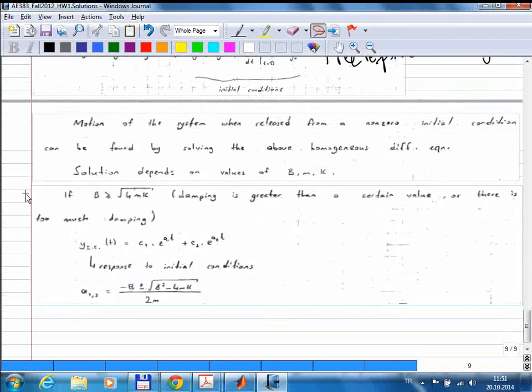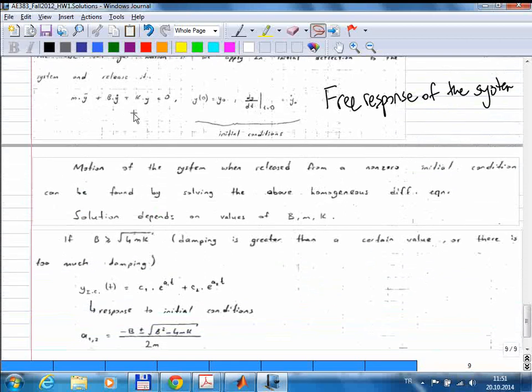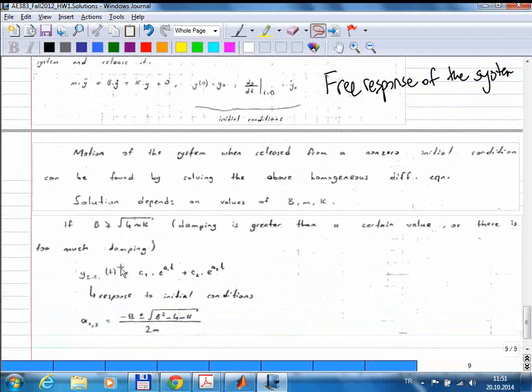Okay, so if this condition is satisfied for these parameters, which says that the B coefficient, the constant for the damper, has a value greater than a certain amount, given by this relation, then the solution will be in this form.